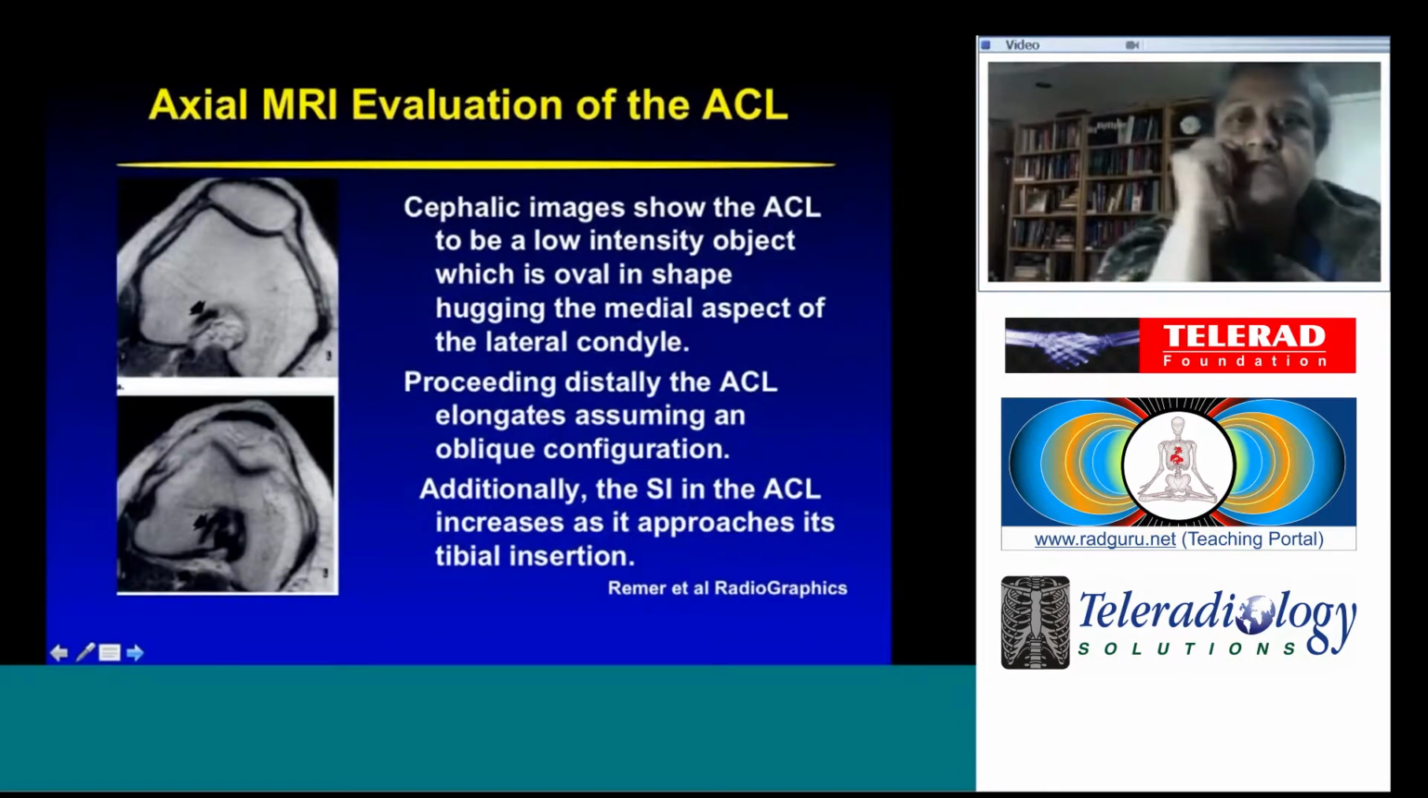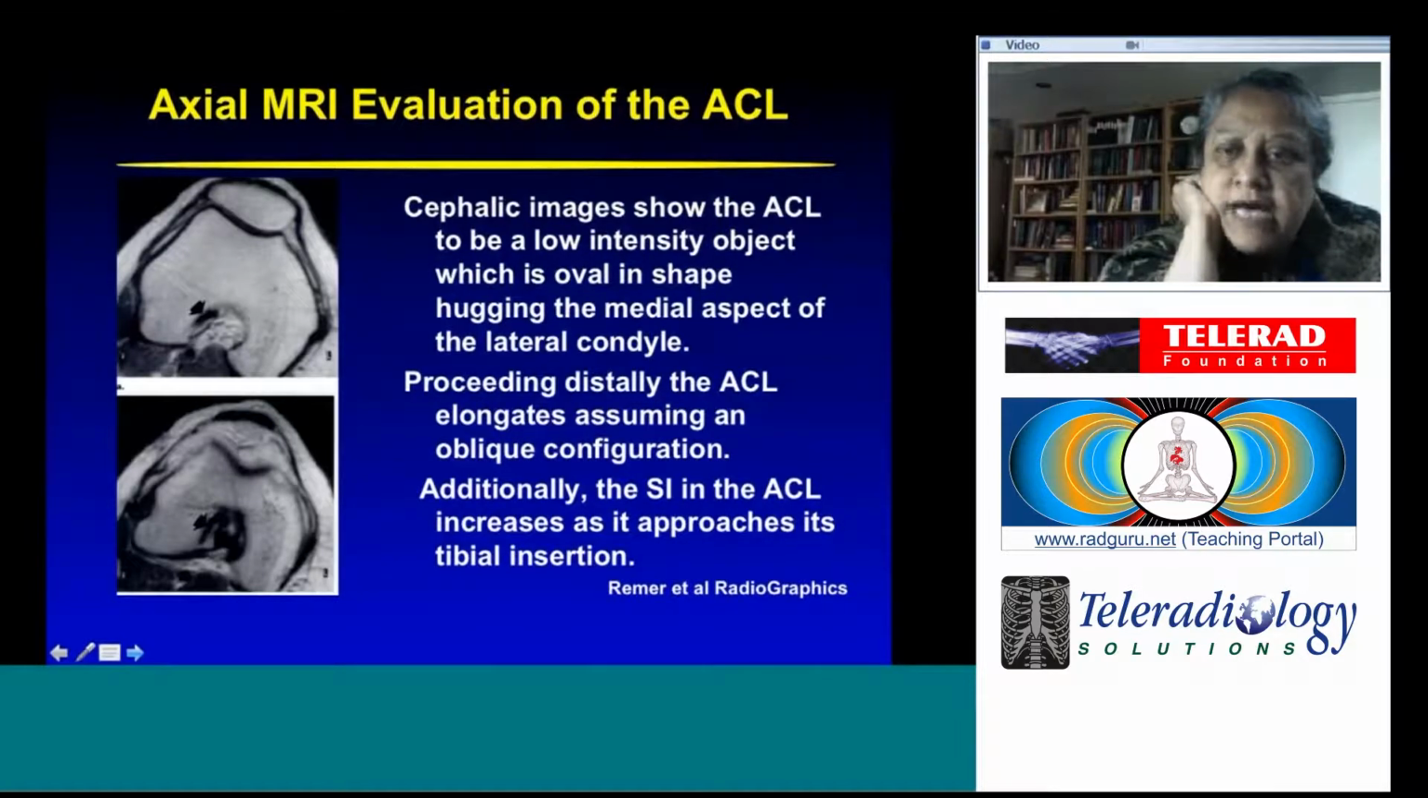Now, what about the axial images? The cephalic images show the ACL to be a very low intensity object, which is oval in shape, hugging the medial aspect of the lateral femoral condyle. This hugging was also seen on the coronal images that we looked at. Proceeding distally, the ACL elongates to assume an oblique configuration. And additionally, the signal intensity in the ACL, as we mentioned earlier, increases as it approaches the tibial insertion.